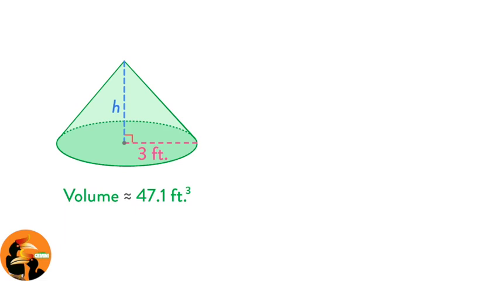Now let's use the volume to solve for a missing dimension. Here is a cone. We know the volume and the radius. Let's solve for the height. To do this, we can use the same formula. The volume of a cone is 1/3 times the area of the base times the height.